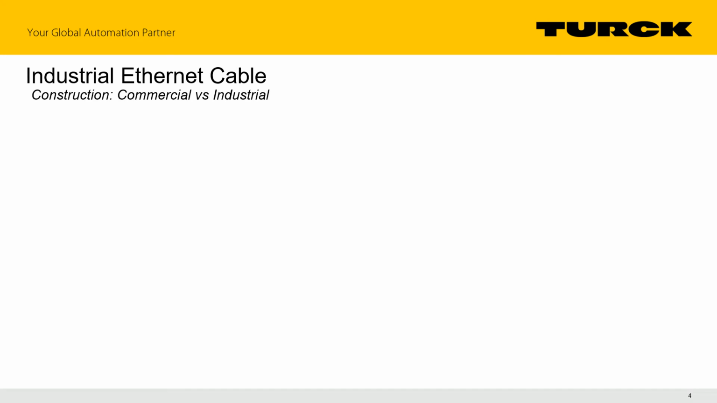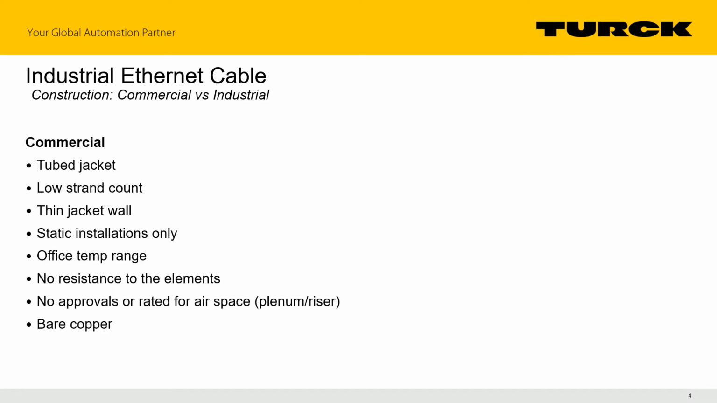When helping our customers choose the appropriate Ethernet cables, it's important to understand the overall construction of industrial Ethernet is very different from commercial Ethernet. Commercial Ethernet typically uses a tube jacket with thinner walls. If you were to hold the cable in your hands, the outside of the cable would appear convoluted and you could feel the individual pairs roll around inside.